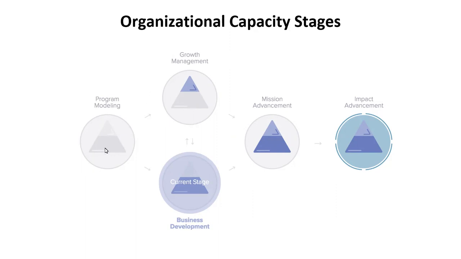We sometimes circle back to program modeling. We sometimes move into mission advancement. We move in between these stages, so it's not really unidirectional. And again, this is meant to be a snapshot and to provide context. This is not a grade. None of this is meant to be a grade, but really just contextual information that can inform your conversation about where you might want to go next.